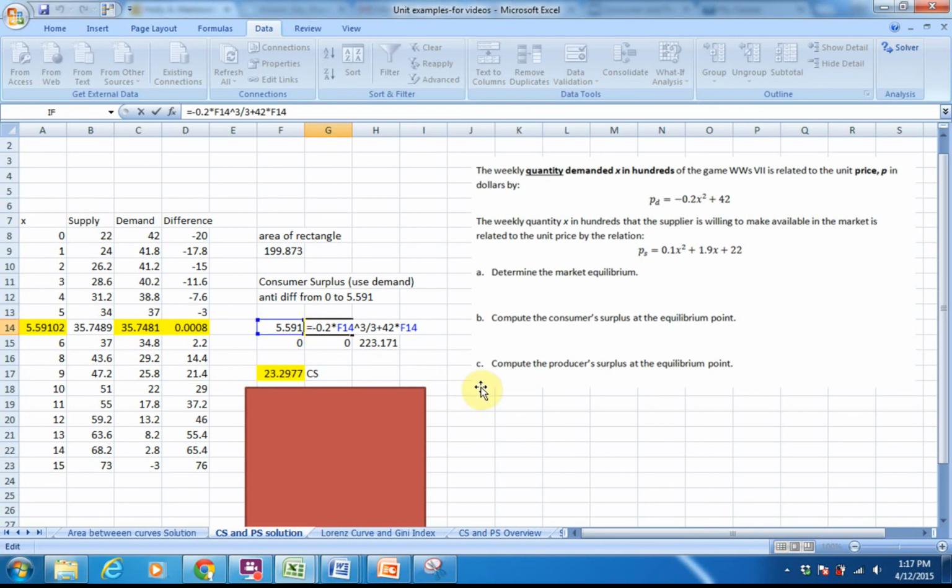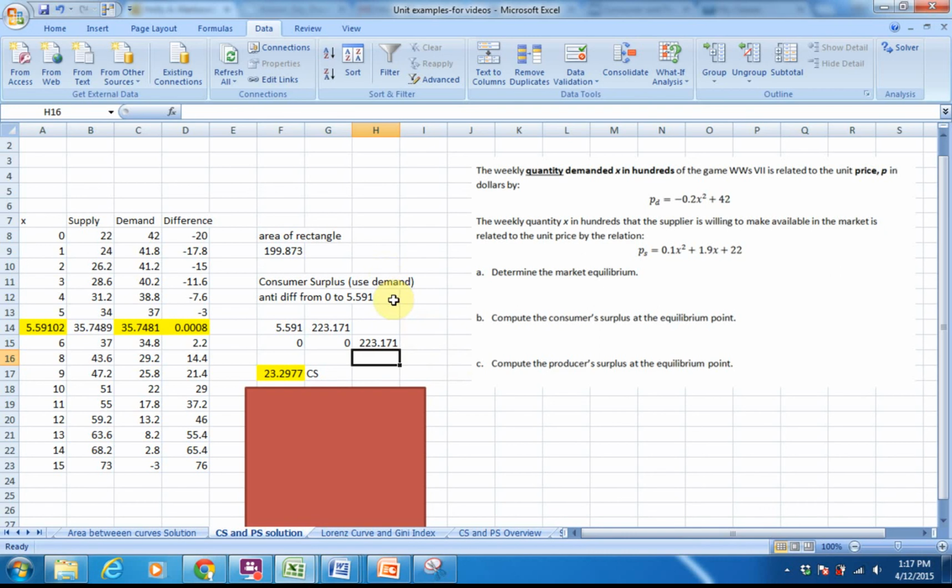The next thing that I did, and this one I really didn't have to do on paper because it was a simple polynomial, was take my demand function and simply anti-differentiate. So I cubed it, divided by 3, and then I had 42, which was a constant that needed a variable. I did all of that in one step. That gave me this value of 223.171. I dragged that down, and then here is just a simple step in the fundamental theorem of calculus where I basically subtract.